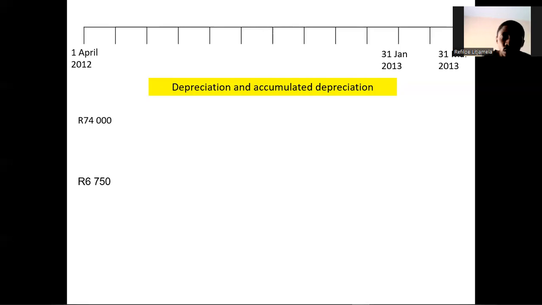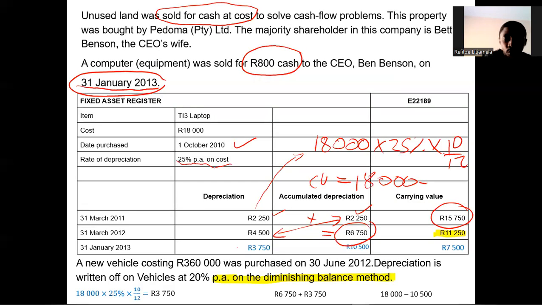6,750. In case you are lost, let me just go back to that just to show you what I'm talking about. So accumulated depreciation at the beginning of the year. Okay. That was the carrying value at the beginning of the year. I wasn't looking for that actually. I was looking for accumulated depreciation at the beginning of the year. Accumulated depreciation at the beginning of the year will be 6,750. Okay. The 11,250 was the carrying value. Apologies for that mistake. Please correct it in your notes.